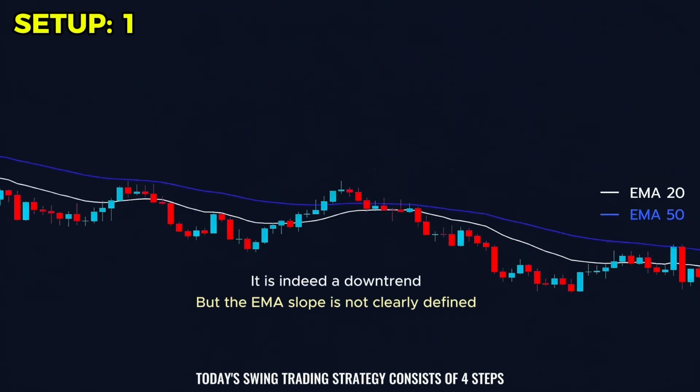Today's swing trading strategy consists of 4 steps. The first step is trending market. We only look for trading opportunities when the market is trending. It can be either an uptrend or a downtrend.